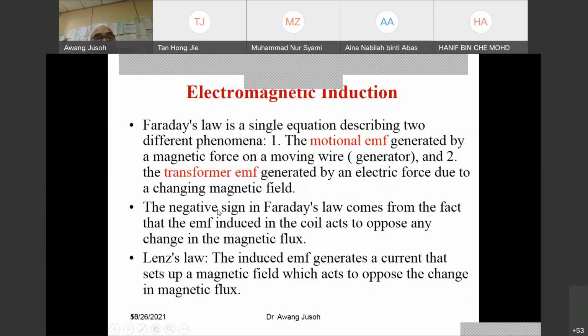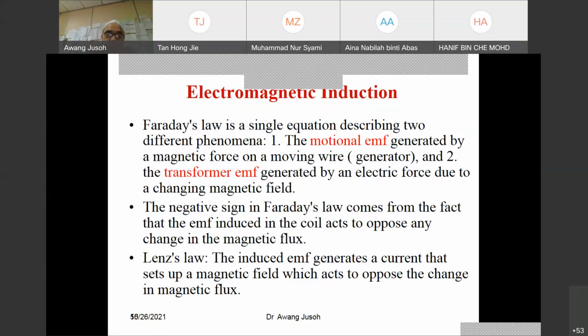The negative sign I mentioned just now comes from the fact that the EMF induced in the coil acts to oppose any change. That's why you put negative. It tries to oppose the one who produced it. That's it.